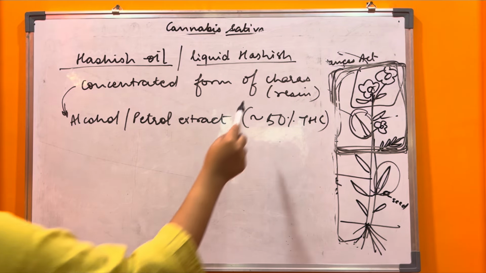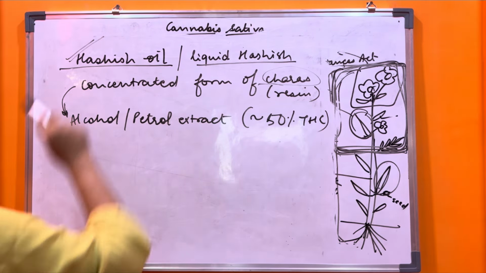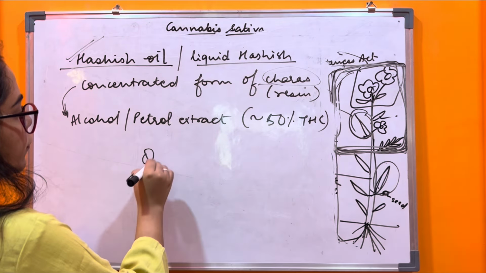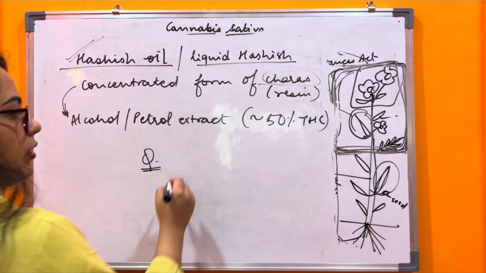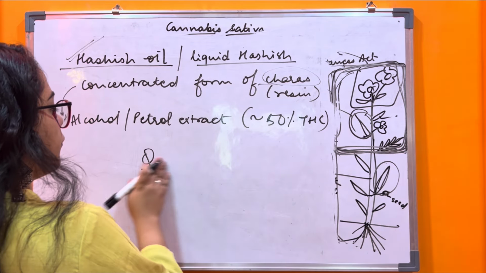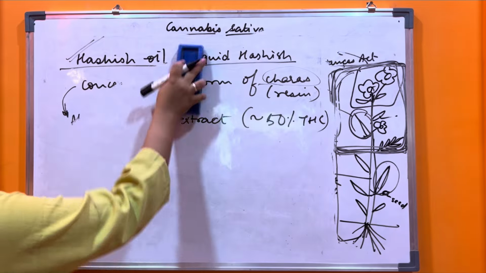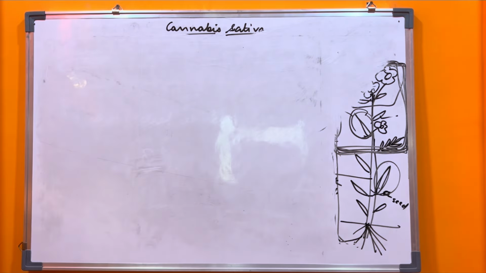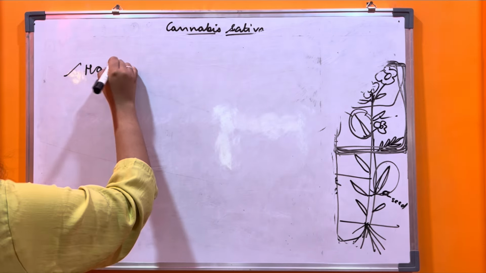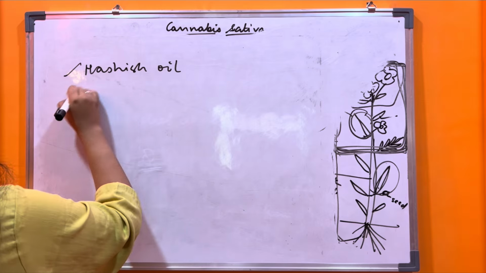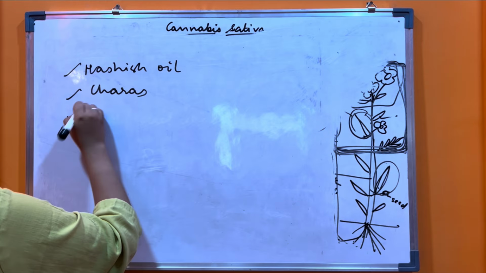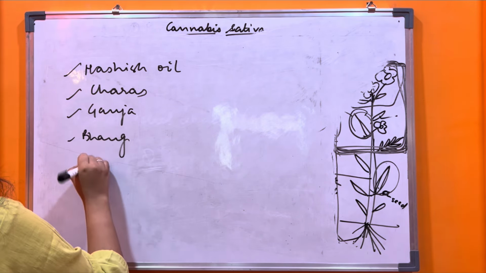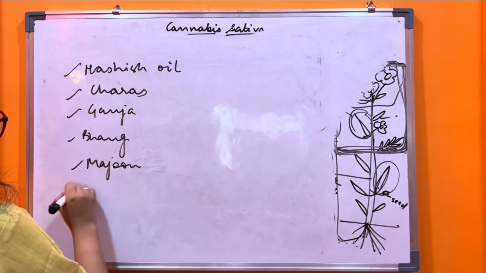Hashish oil is a concentrated form of charas. Any doubt here? Now I have a question for you. I have told you about hashish oil. We have discussed charas, ganja, bhang, majoon, hemp.